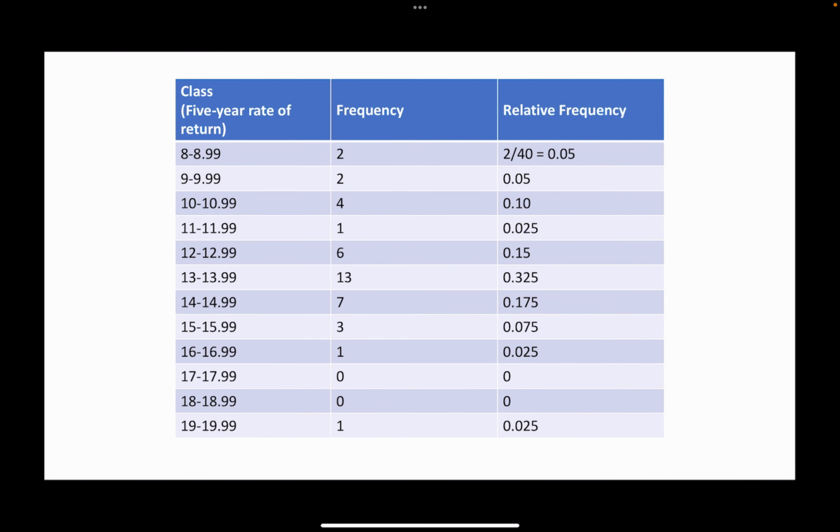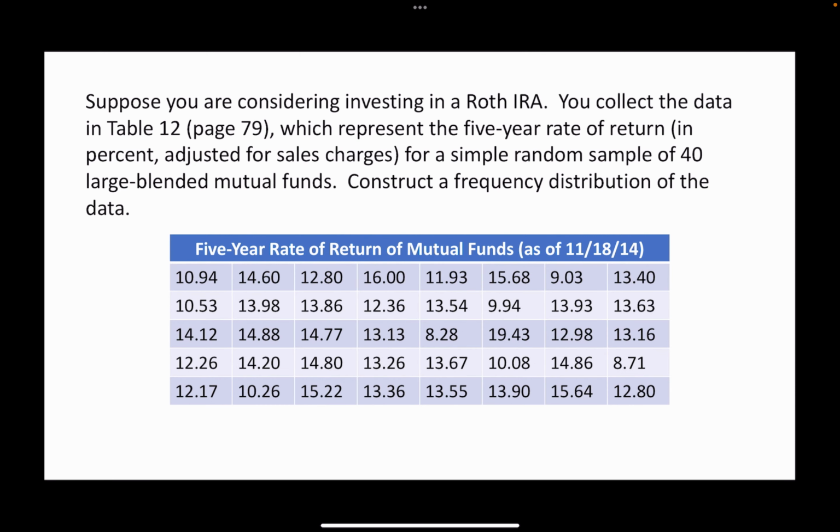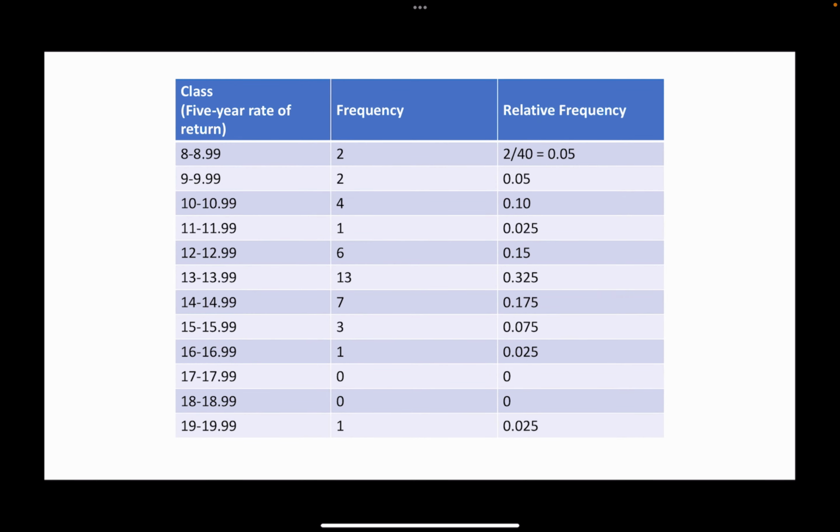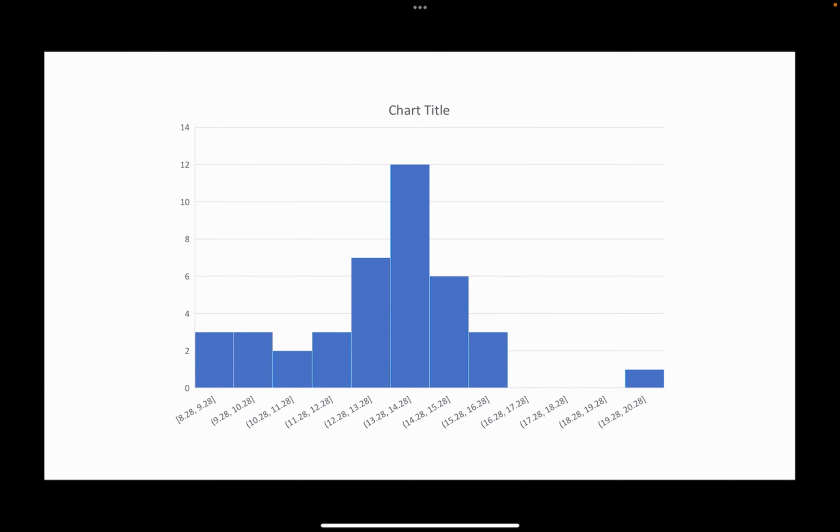So I decided to make my bin width 1%. So it goes from 8 to 8.99, 9 to 9.99, and all the way down. Notice I'm using 2 decimals on my interest rates, so I go to 2 decimals here. You need to make sure that you are saying 8.99 because we went to 2 decimals on the other. So I have my frequency and I have my relative frequency.